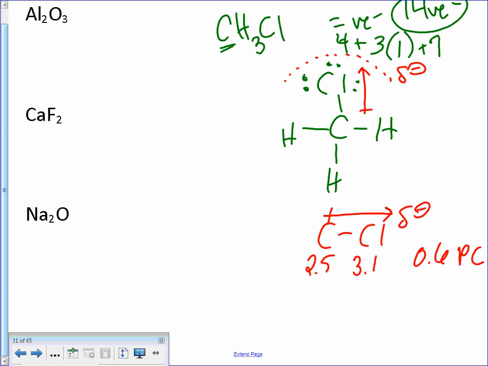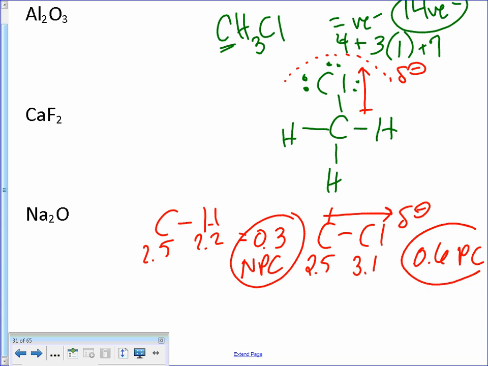Now, there's another bond here. Carbon to hydrogen. Carbon's got a 2.5. Hydrogen has a 2.2. That difference? 0.3. Polar covalent or non-polar covalent? Non-polar covalent. So if you just draw me the little bond, and then you can do the numbers out and just say non-polar covalent and polar covalent in that little tiny box, then that works. You probably won't fit that much, but at least you know the process, so you can do that by yourself.